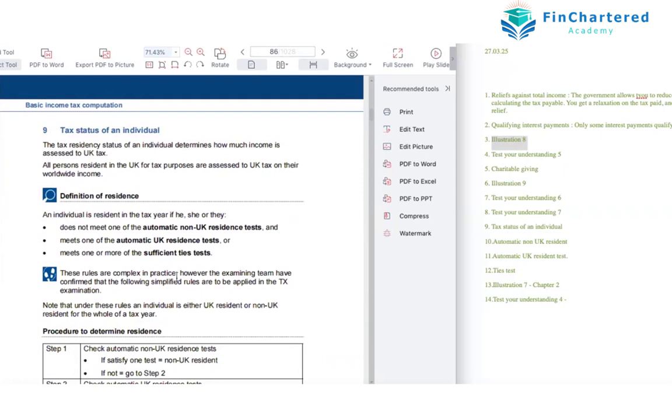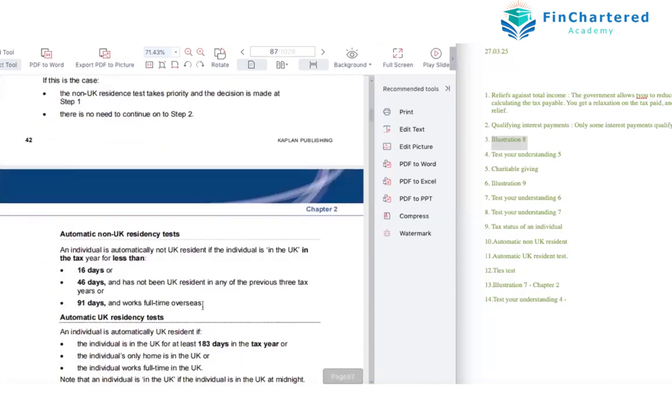First is easiest. When are you not a UK resident? If you stayed in UK for less than 16 days, or if you stayed in UK for less than 46 days and have not been a UK resident in the past 3 years, or what is the third one? Third category, less than 16, less than 91 days, and you have been employed full time in another country, you automatically fall in the category of non-UK resident. This is what I just mentioned. Chirag, is this clear?